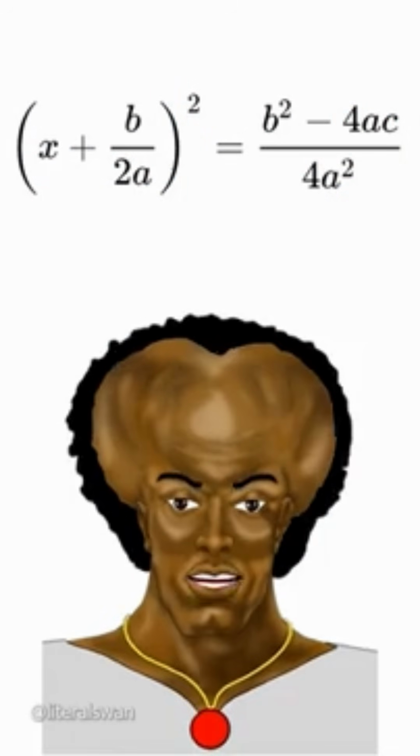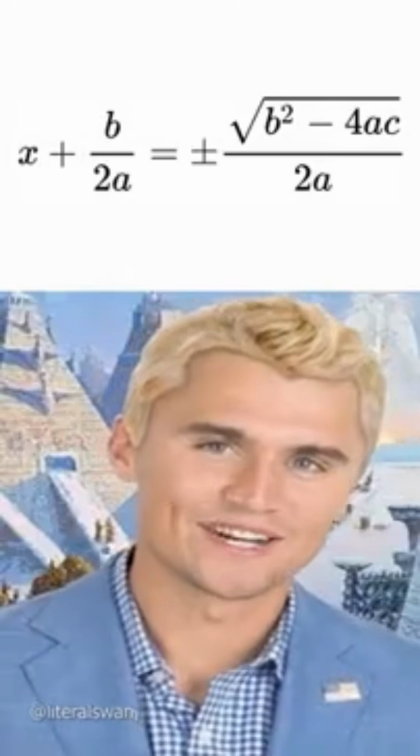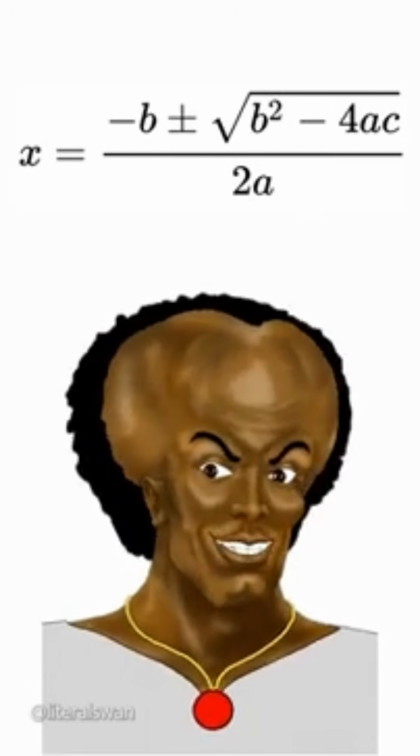Now to undo the squared bracket, we have to square root both sides. Don't forget the plus or minus though. And then we bring this term over to the right-hand side. Then we have the quadratic formula. Grand work, my son. You are my finest creation.